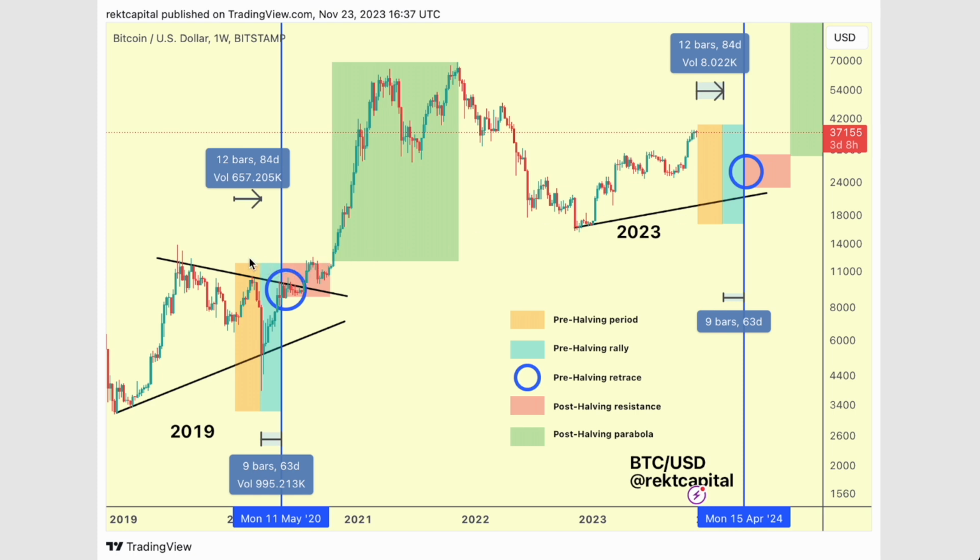Right now we're around 84 days in the pre-halving period, because we have to also talk about the 60-day period where we just see a pre-halving rally. So during the pre-halving period, we tend to see in 2019 upside volatility and downside volatility, which leads into the pre-halving rally right over here.